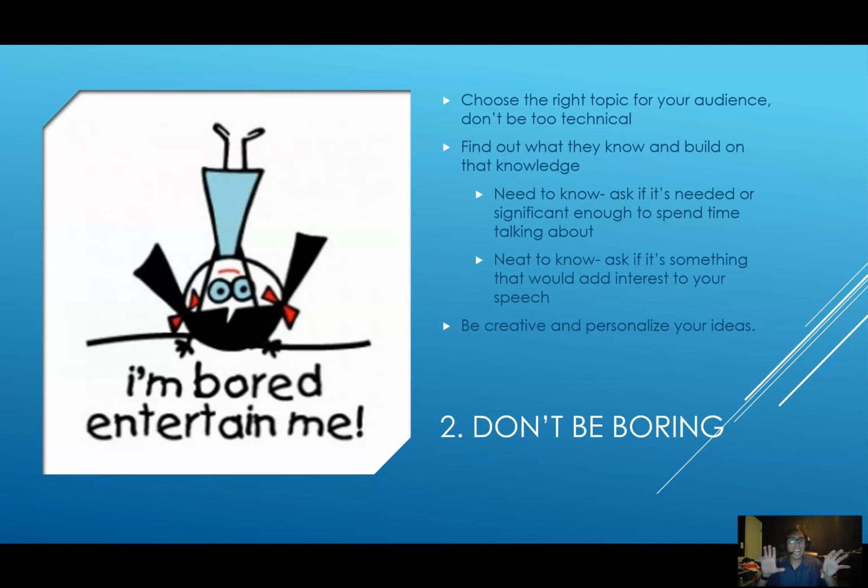So we have 2 different types of information. We need both to be effective in our informative speeches. And this is where a lot of informative speeches sometimes break down, because they're too much focused on the need to know information and less focused on the nice to know information to maintain the audience's attention. This may also involve being creative and personalizing your ideas. That can be some of the nice to know information. If you're talking about a certain topic and it turns out you have some experience with that topic, that can be some information that is neat to know.